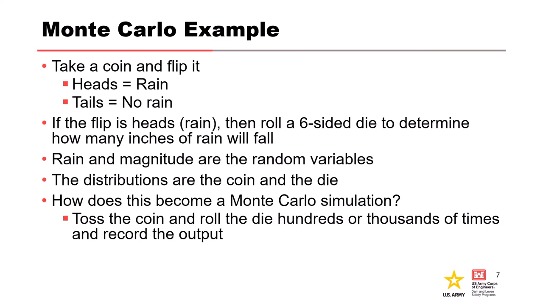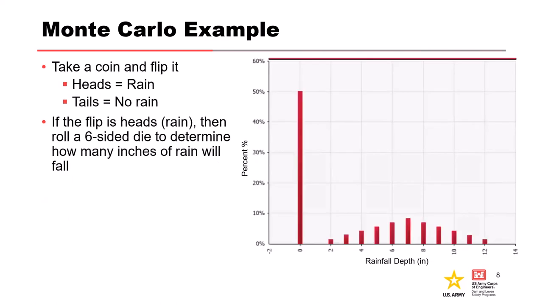This becomes a Monte Carlo simulation when the coin is flipped and the dice are rolled hundreds of thousands of times, and then you record the output. This is after 100,000 samplings of the Monte Carlo. As you would hopefully expect, 50% of the time it's heads or tails, so 50% of the time it should be no rain. But 50% of the time you do get rain, so you get this distribution of the possible depths with the remaining 50%. Remember, originally seven was 16.7%, now it's down here at about half of that, because you have half the probability coming into it.